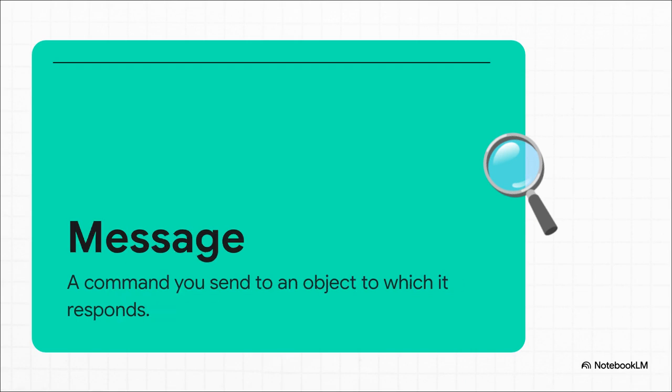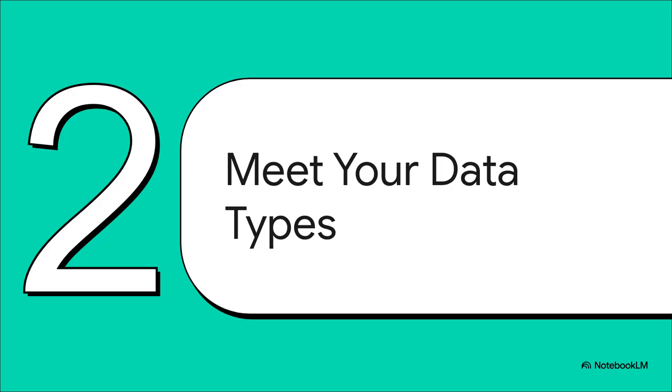So if objects are these containers, how do we do anything with them? Well, we send them messages. A message is just a command. It's you telling the object, hey, do this. That's the fundamental rhythm of Ruby. You've got objects and you send them messages. That's it. All right, with that in mind, let's meet the main cast of characters.